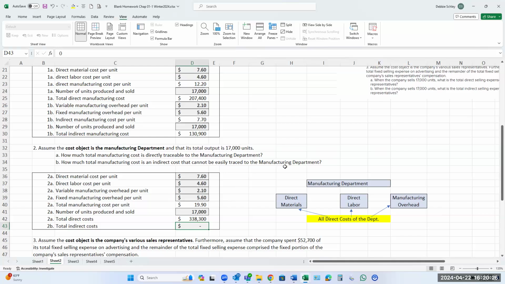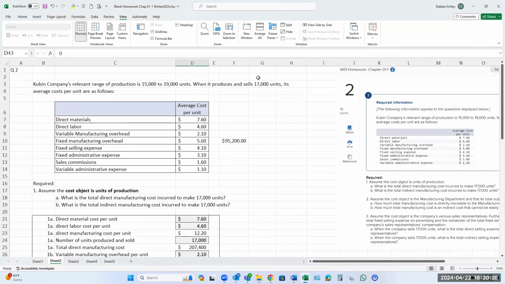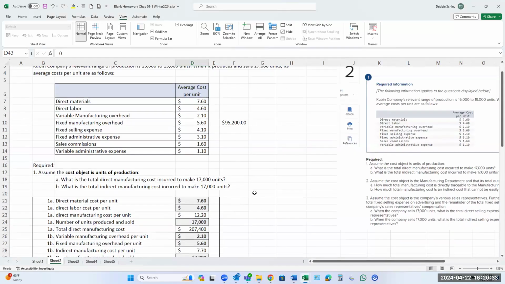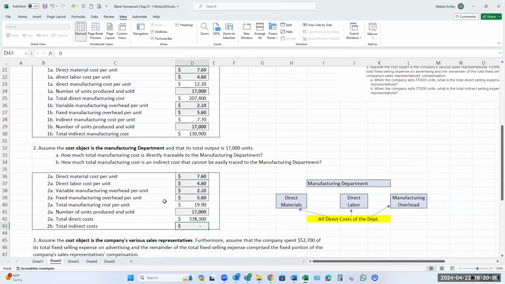The 17,000 units are the same 17,000 units that the chart was made from. So I can use these individually even for the fixed. You input each of those individually. The book adds it up for you. Then the number of units is right here, 17,000, and the book multiplies that for you. And then again, for required 2, the total indirect costs are 0 because our cost object is the manufacturing department, and all of these are direct to the department.